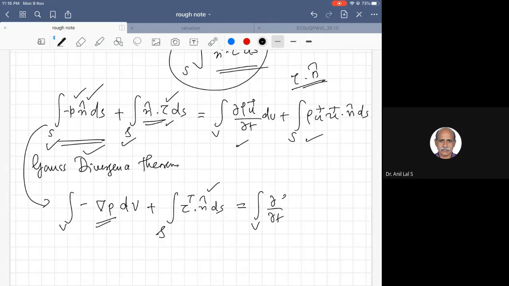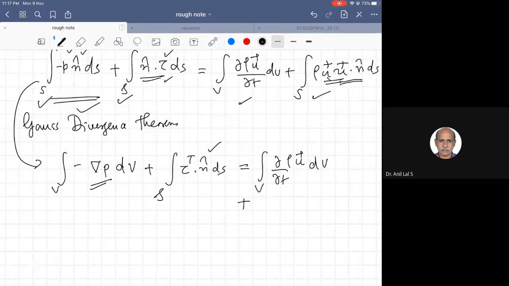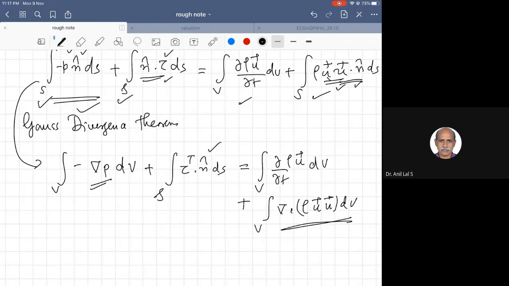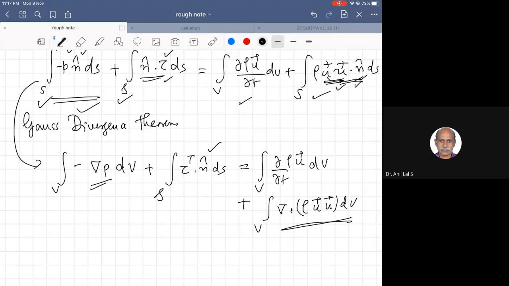Then the term with dou by dou t of rho u dV, plus rho u u dot n dS. The entire thing is a tensor dotted with n, so we don't have to do anything else. We can change this something dot n dS into the integral over the volume of del dot rho u u dV. This is the Gauss divergence theorem: some vector dot n, or a tensor dot n dS, becomes del dot of the tensor dV, or del dot of that vector dV.